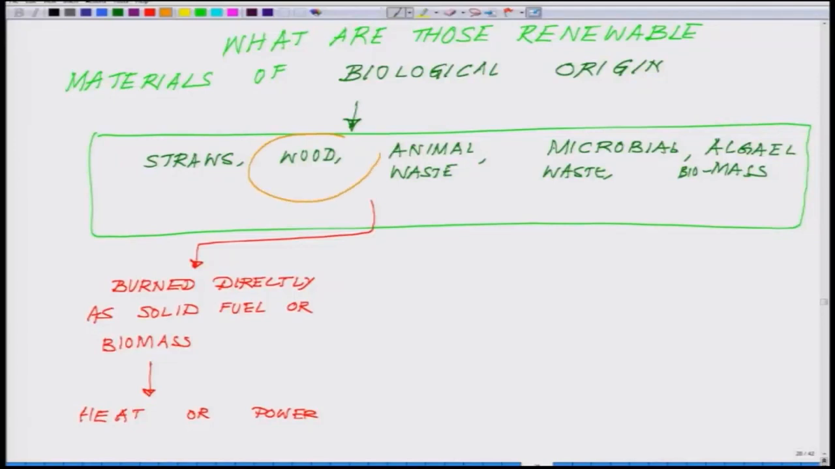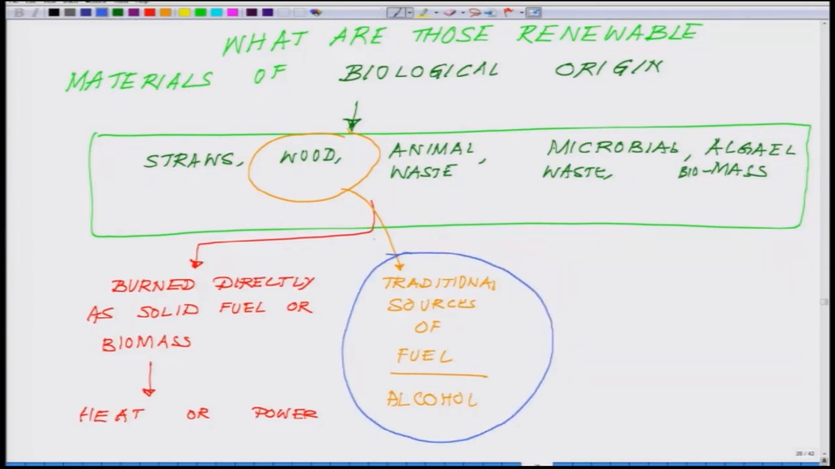Wood has been used in a much earlier time, not only as a traditional source of fuel, but also of alcohol. We know that we can convert wood into alcohol. So, wood remains till this date one of the very traditional sources of alcohol and all these things. So, this is one way, or you have seen the animal waste or the cow waste, cow feces.